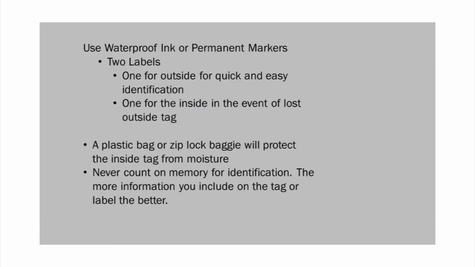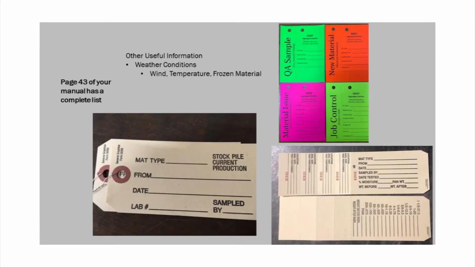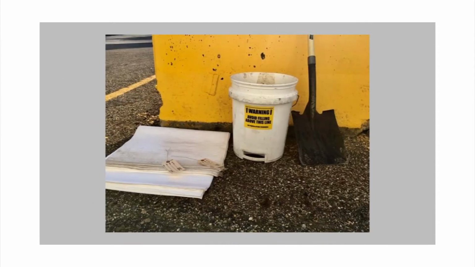Always provide 2 identification labels, one for the outside of the sample container and one for the inside. Always use permanent or waterproof markers. A plastic or Ziploc baggie will further protect the identification tag. These are examples of identification tags that may be useful. The top right photo is an example of tags used by ODOT. Here are sampling tools, containers, and tags ready for work.